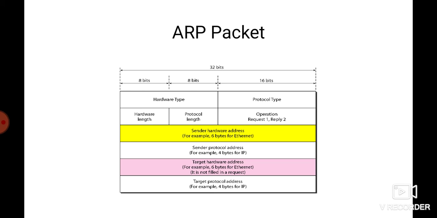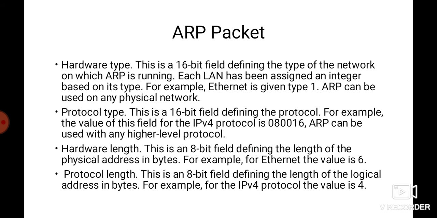First of all, we will see what is hardware type. Hardware type is a 16-bit field defining the type of the network on which ARP is running. Each LAN has been assigned an integer based on its type. For example, Ethernet is type 1. ARP can be used on any physical network. Next, we have protocol type. This is a 16-bit field defining the protocol. For example, the value of this field for IPv4 is 0800. ARP can be used with any higher level protocol.